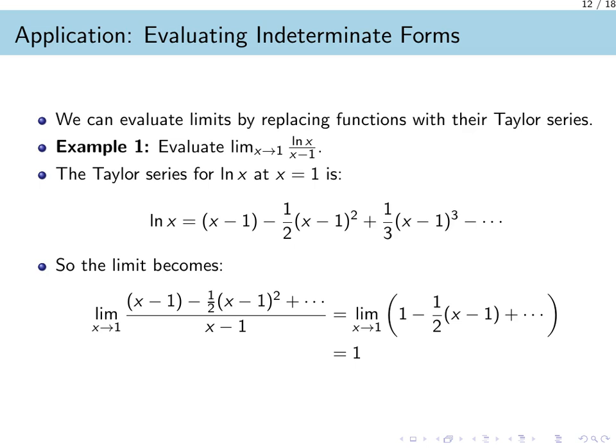After substituting this series into the limit, we can divide every term by the denominator, x minus 1. This simplifies the expression inside the limit to 1 minus 1/2 times the quantity x minus 1, plus other terms that still contain a factor of x minus 1. As x approaches 1, all of these remaining terms go to 0, leaving us with the final answer of 1. By replacing a function with its series, we can often solve difficult limit problems using simple algebra.